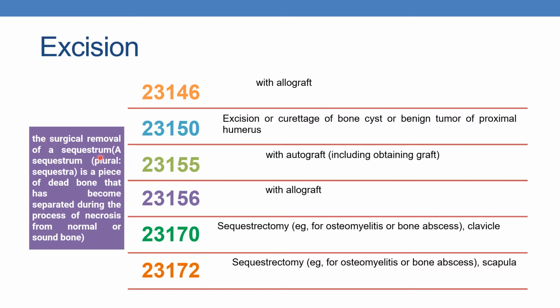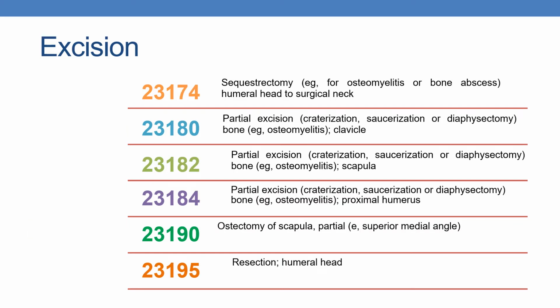So the surgical removal of sequestrum is nothing but sequestrectomy. Sequestrectomy is surgical removal of sequestrum. Sequestra is a piece of dead bone that has become separated during the process of necrosis from normal or sound bone. The next is 23172, sequestrectomy, scapula. The next is 23174, sequestrectomy, humerus head to surgical neck.